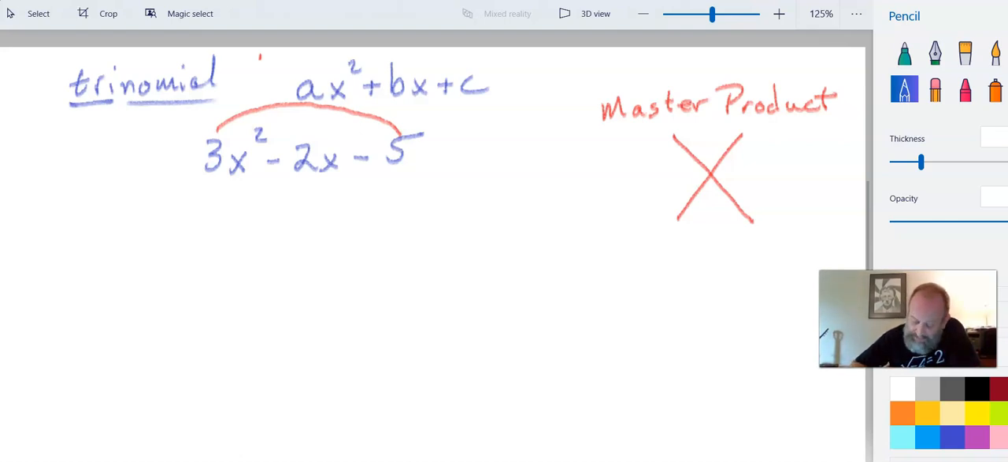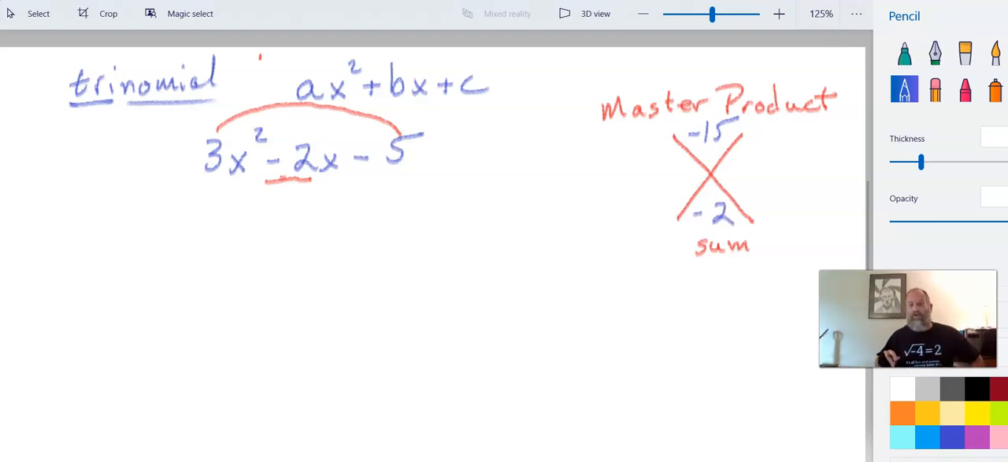So A times C is 3 times negative 5. You have to honor the signs. This is going to be negative 15. That's my master product. Then at the bottom, we put a sum, and the sum we want is whatever the middle term is. So the sum I have here is negative 2.